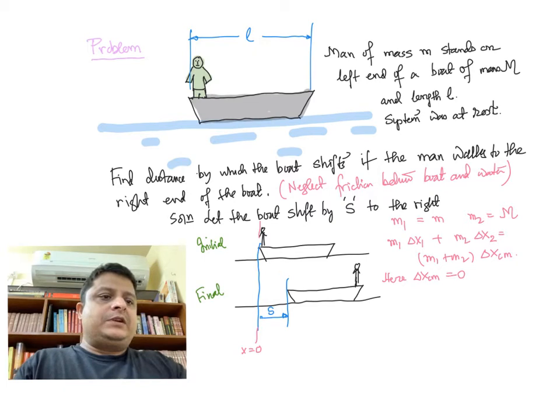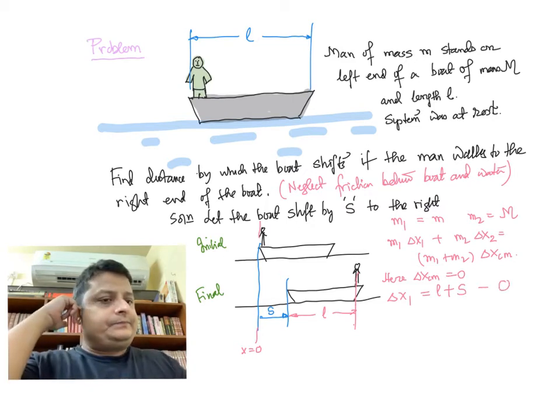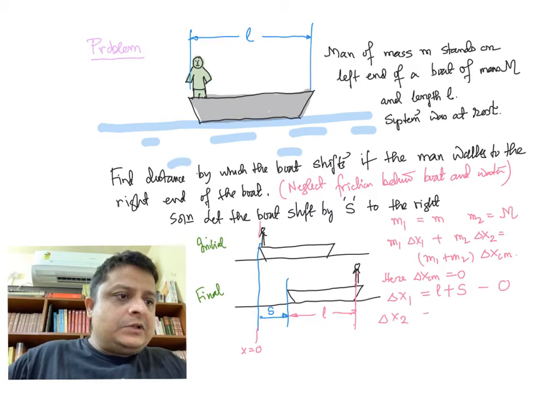Okay. So what is delta x1? What is the final coordinate of the man? So this is the length of the boat L. So the final coordinate is L plus S. The initial coordinate of the man was 0 as per our choice of x equal to 0. Right. Now what is delta x2? Delta x2 is the shift of the boat, and we have assumed that the boat shifts by S.